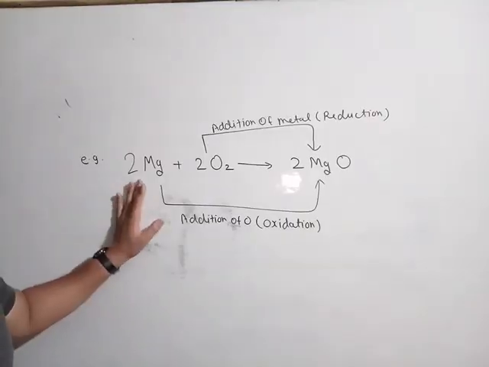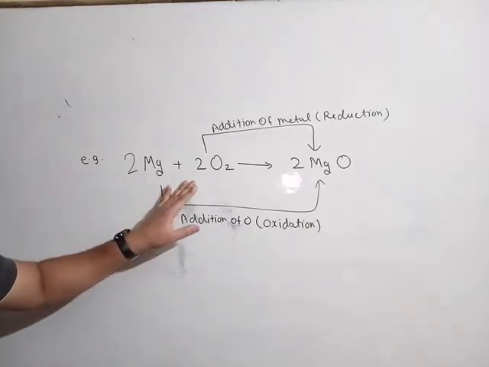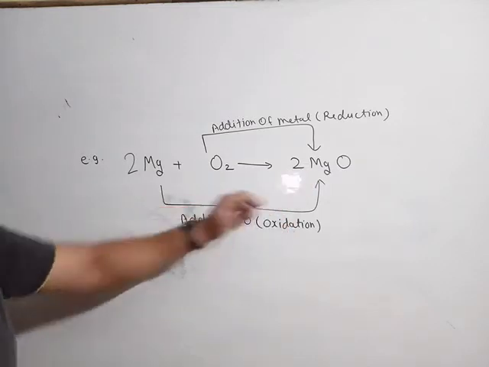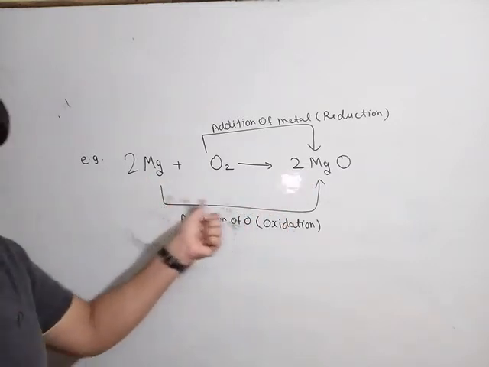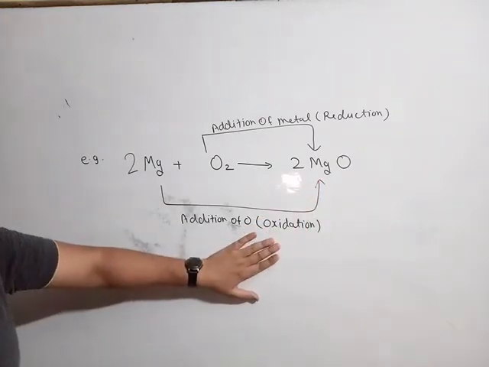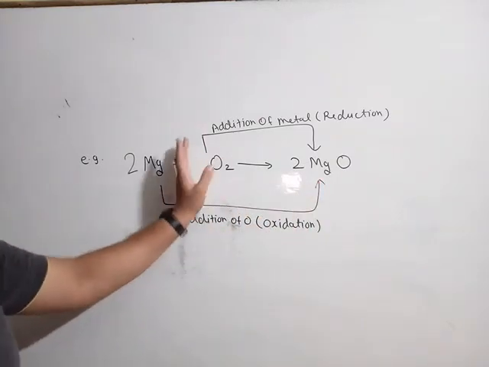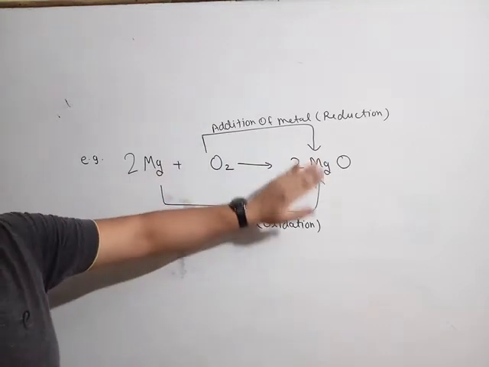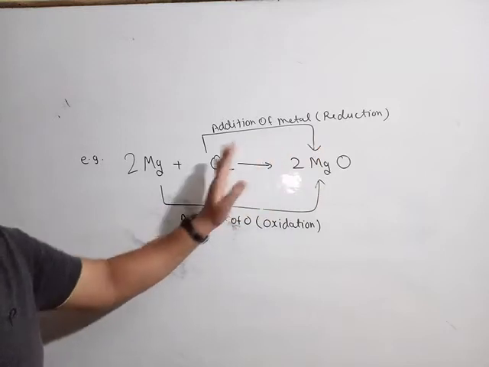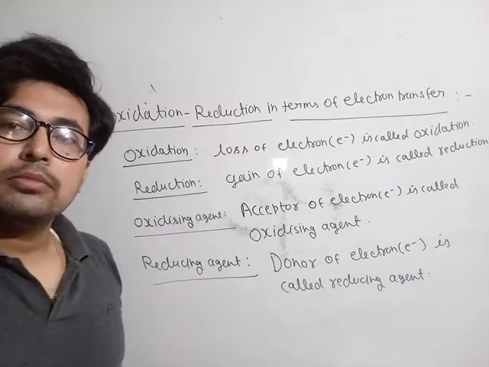Let's see an example: magnesium reacts with oxygen and gives magnesium oxide. In magnesium, one oxygen atom has attached, so addition of O is taking place, so that is oxidation. And in oxygen, magnesium is adding, so addition of metal is taking place, so that is called reduction. So that is an example of that part.